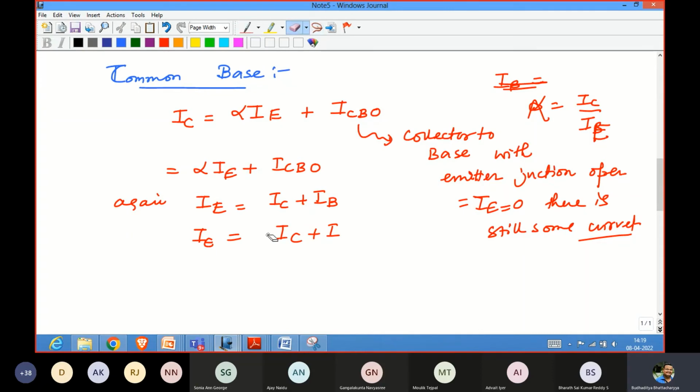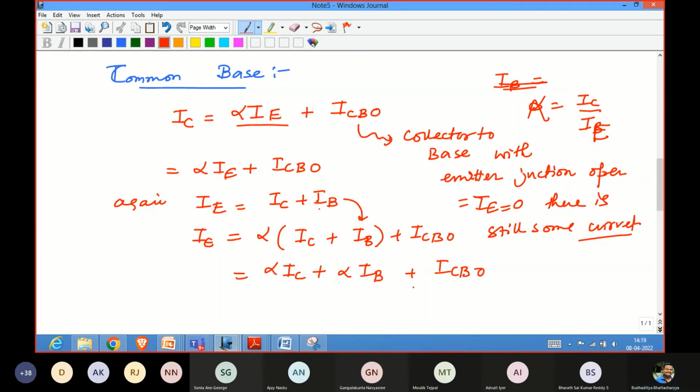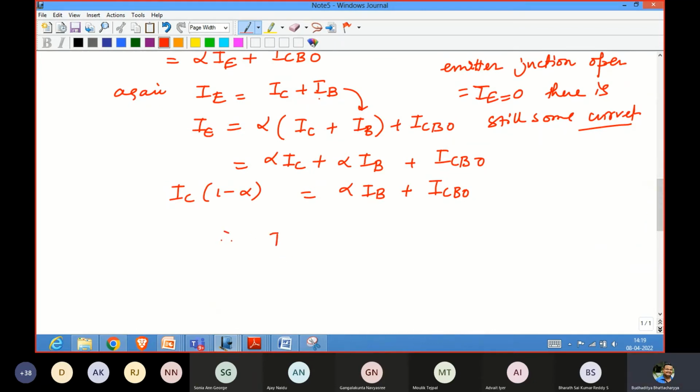So where is IE? Then we can do it this way. IE is equal to IC plus IB, so we can write IC equals alpha into IC plus IB, plus ICBO. We are substituting this over here because we have the equation alpha IE, so instead of IE we are writing IC plus IB. Now this is equal to alpha IC plus alpha IB plus ICBO. If I take IC common, it becomes IC into 1 minus alpha equal to alpha IB plus ICBO. So we can also write IC is equal to alpha by 1 minus alpha into IB plus ICBO by 1 minus alpha.